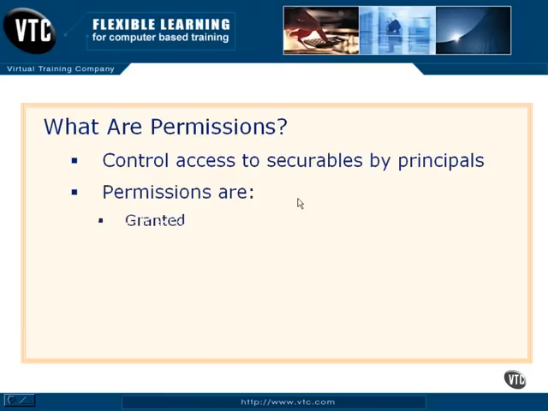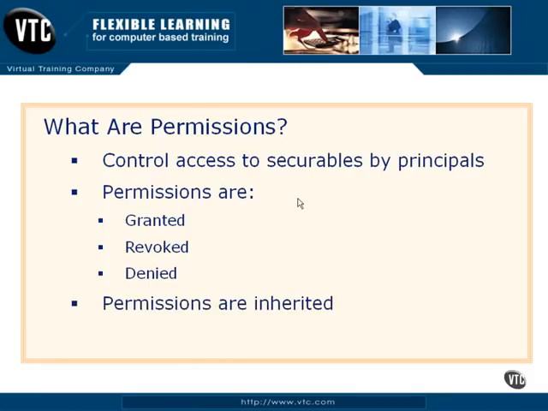Now, permissions are one of three things. They're either granted, which means you can do something explicitly. They're revoked, which means you can't do that explicit action. Or they're denied, which says you can't do anything. And we'll take a look at the various levels of those a little bit later on. So our permissions are always in those three states.